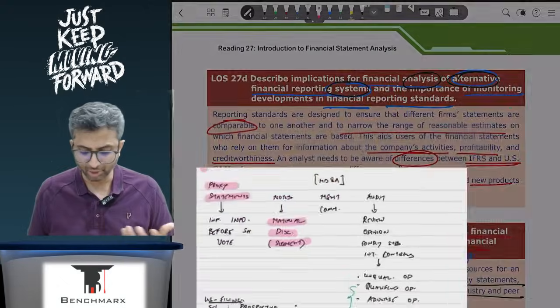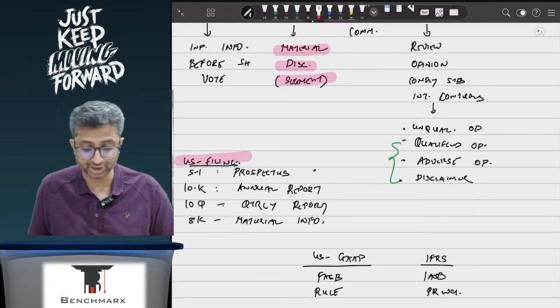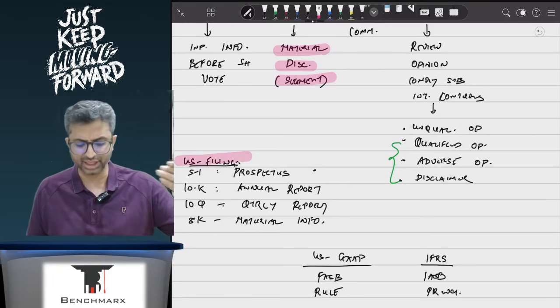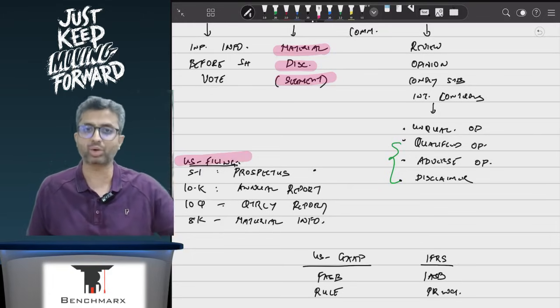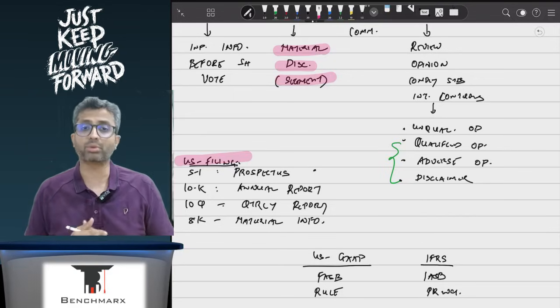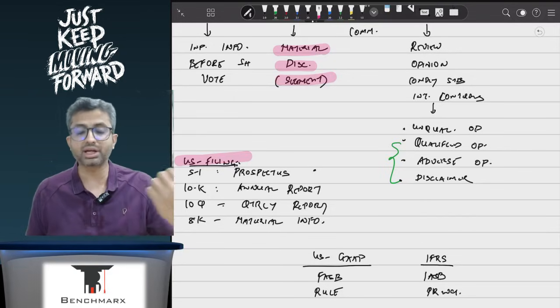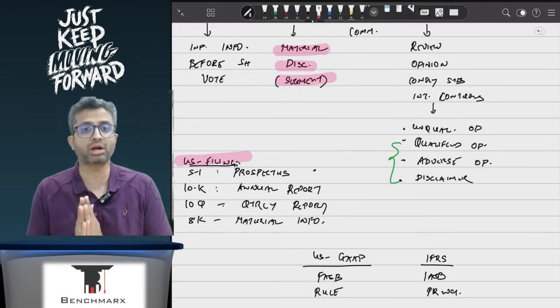And apart from these sources, in at least the US, there are a lot of filings. Like for prospectus, you have the S1, 10K, a very important thing similar to an annual report, 10Q for the quarterly report, 8K like the proxy statement or material report. So there's a ton of data. However, all of the data is prepared using a certain accounting framework.